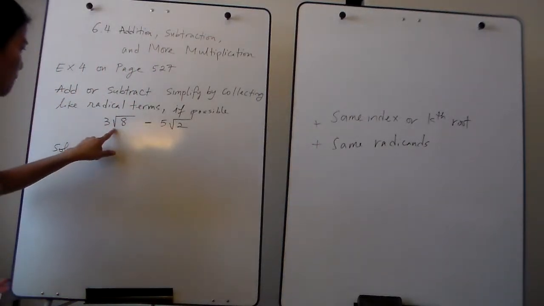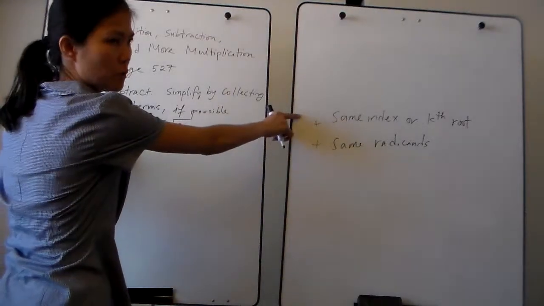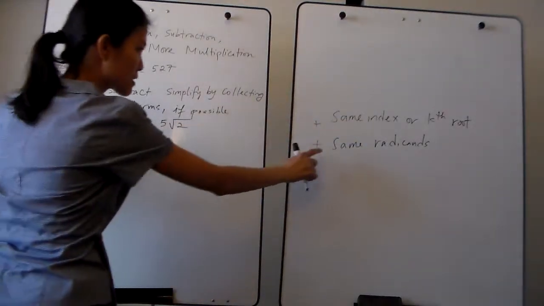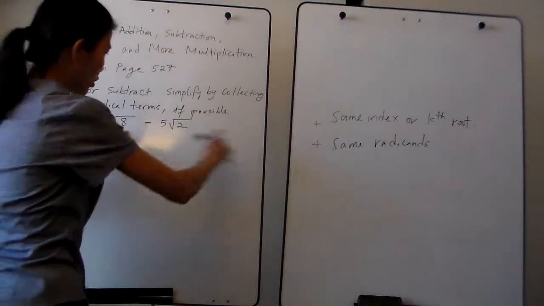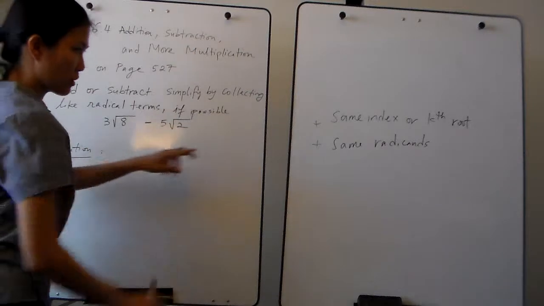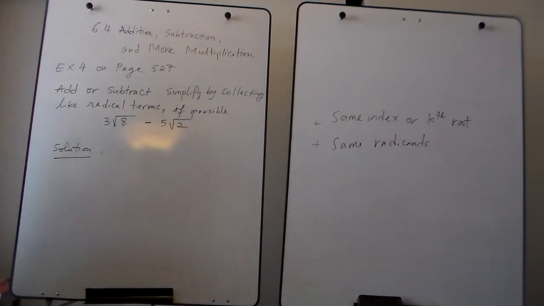So this is square root, right? This is square root. That's good. Same index, which is k equal 2. How about radicands? This term has radicand 8. This term has radicand 2. So the radicands don't match. So these two terms cannot be combined as of now.